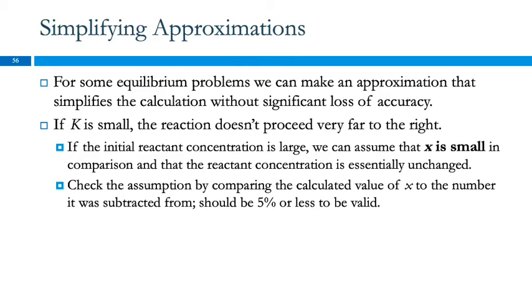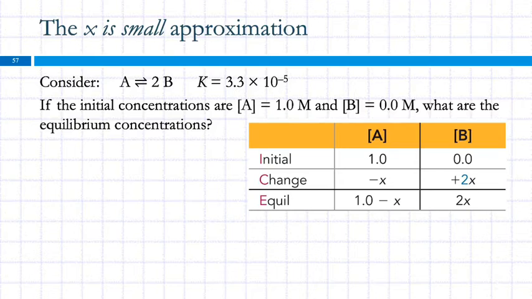So we can check the assumption by comparing the calculated value of x, the value that we end up with, to anything that we're subtracting x from. And it should be 5% or less than the number we're subtracting it from. Okay, so I've said all that, and I'm pretty sure none of it made any sense, because if you don't know what I'm talking about, then you wouldn't know what I was talking about. So let's talk about something more specific.